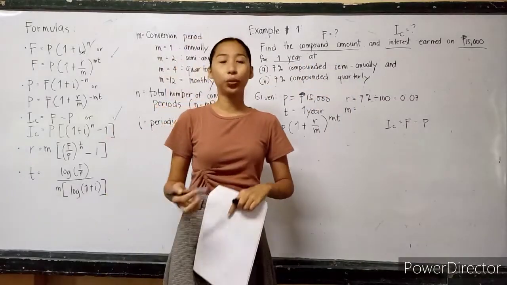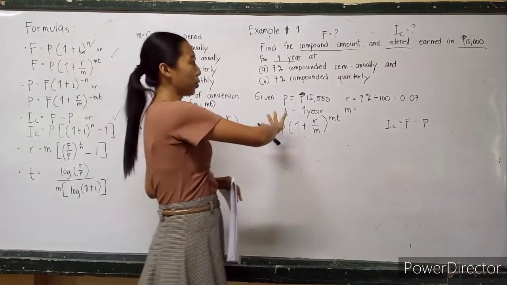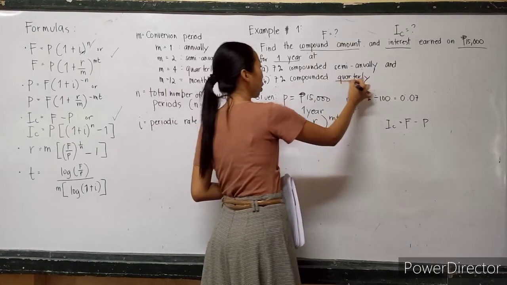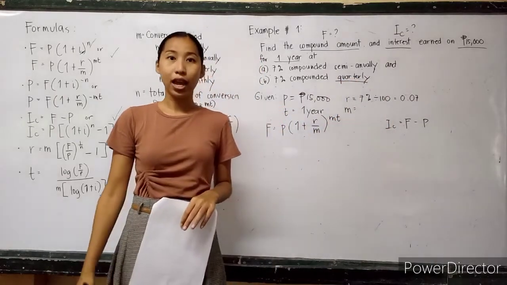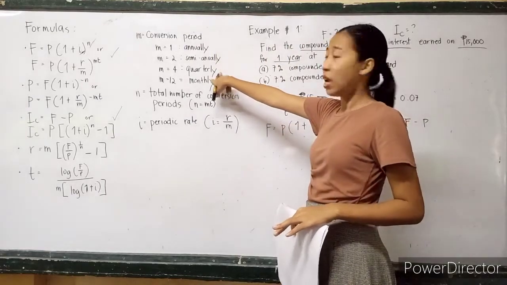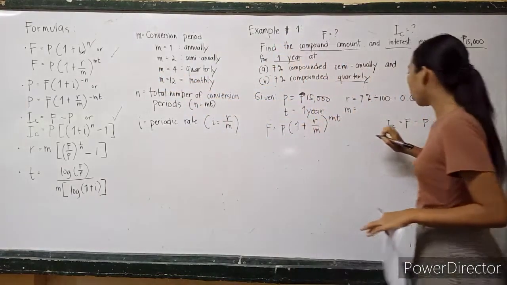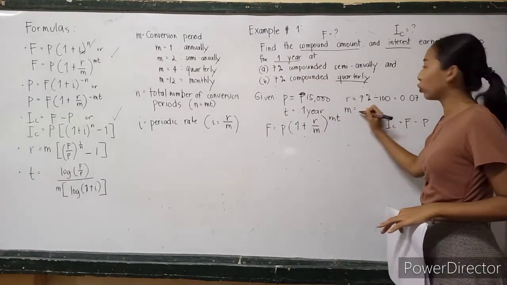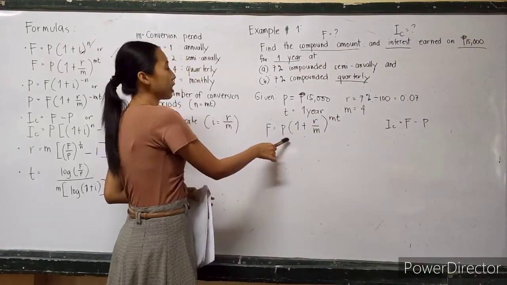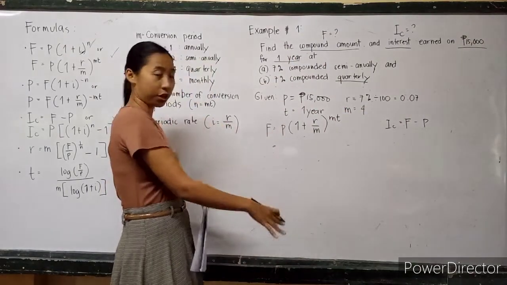So, let's proceed quickly to letter B. In letter B, we are going to use the same given except our M. Because our clue for M is quarterly. So, in our list, we look for quarterly. Quarterly, M is equal to 4. So, what we will do is just change the M to 4. Okay? And then, using the same formula, let us substitute again the values.